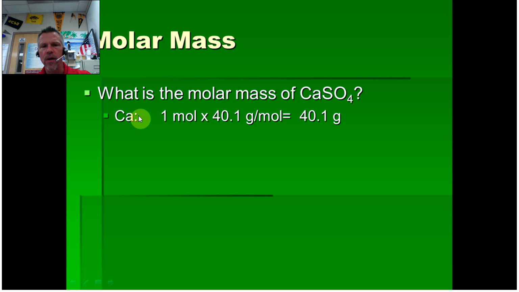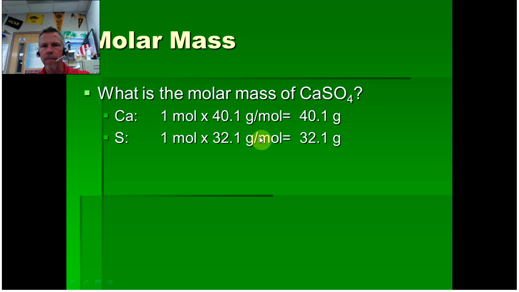All right, we know that there is 1 mole of calcium in a mole of calcium sulfate, and you can look on your periodic table to see that the molar mass for calcium is 40.1 grams per mole. 1 mole times 40.1 grams per mole gives you 40.1 grams. We also know that in calcium sulfate, there is 1 mole of sulfur atoms. 1 mole times 32.1 grams per mole.